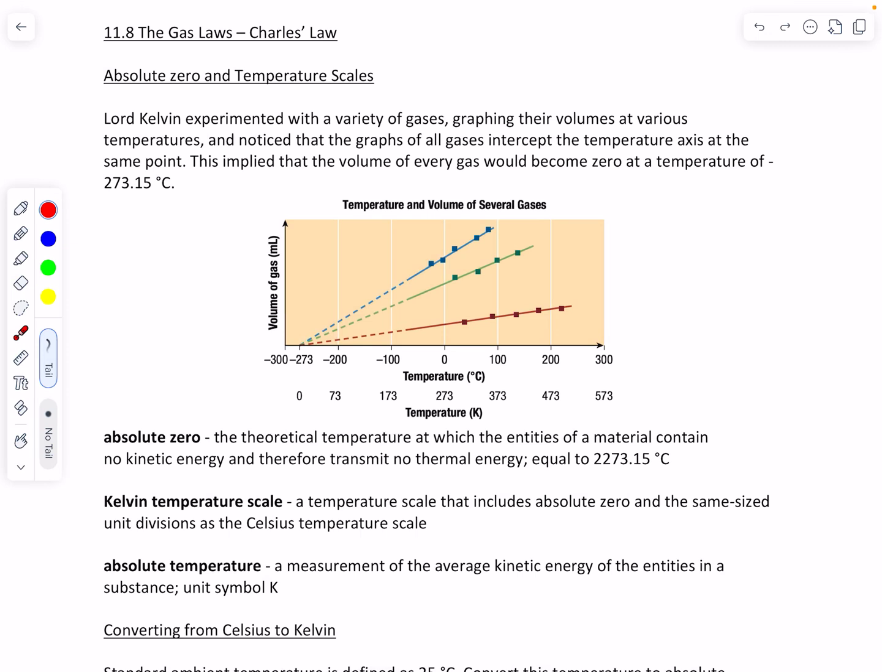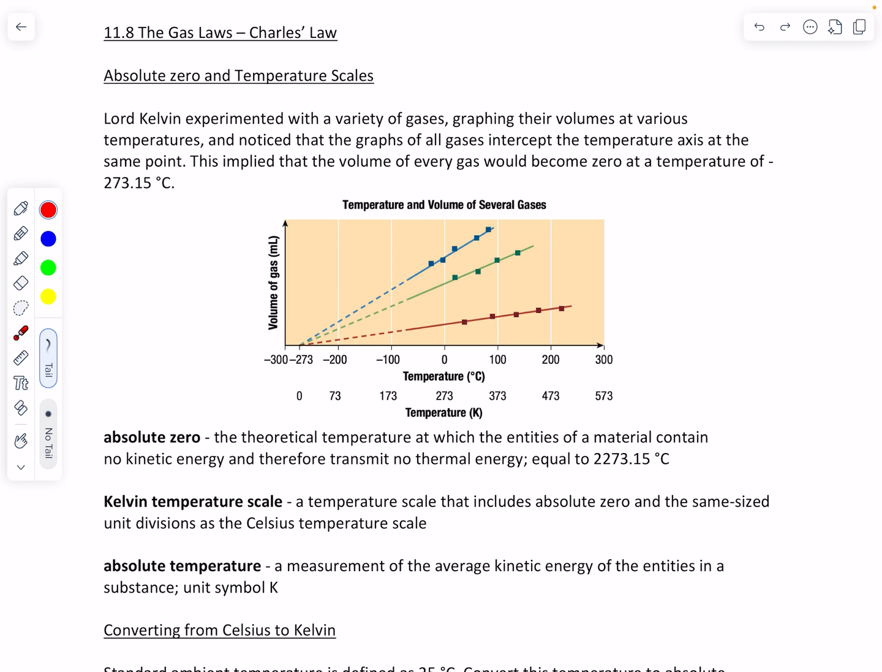11.8 The Gas Laws. Charles' Law. Absolute zero and temperature scale. Lord Kelvin experimented with a variety of gases, graphing their volumes at various temperatures, and noticed that the graphs of all gases intercept the temperature axis at the same point.